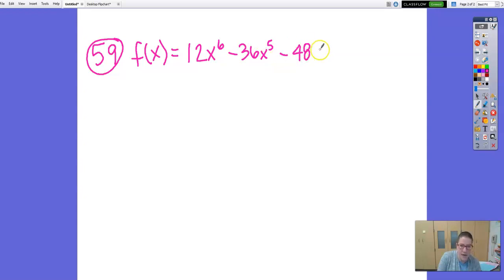So 48x to the 4th. Okay, so here's my function. Again, it's not in factored form. We don't have those parentheses, right? So I can't just look at this and see where my zeros are. In order to see where my zeros are, I need to factor this.